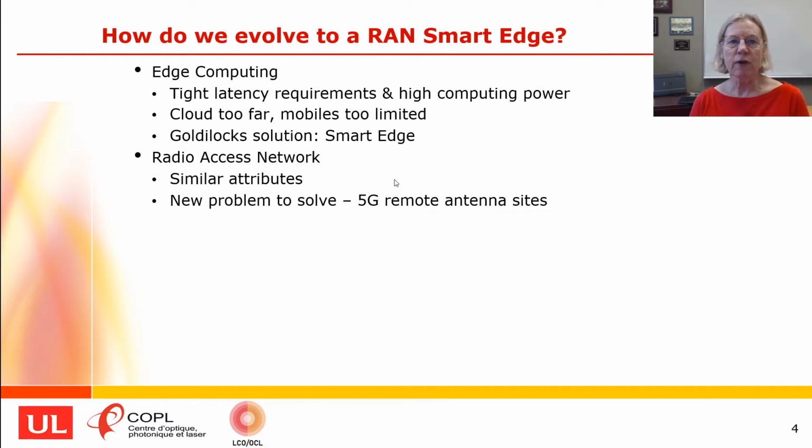So how do we evolve to a radio access network at the smart edge? Again, edge computing is to overcome the tight latency requirements and also the high computing power that may be needed by some applications. You can think of the smart edge as the Goldilocks solution. If I go far away to the cloud, I have lots of processing power, but the latency is high. If I do the processing in the mobile unit, the latency is low, but the processing power is not available. So the smart edge, Goldilocks: short distance, latency low, but we can put all the computing power we require there. So that's edge computing for applications.